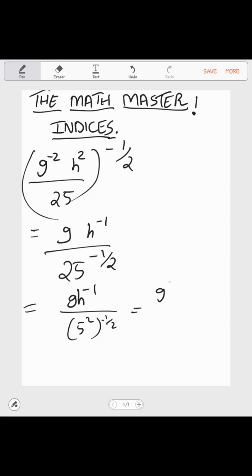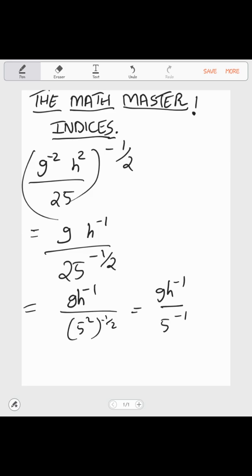Your answer is g h power minus 1, 5 power minus 1. This is your answer. Simple, easy, it's very easy. You can also do one thing over here.